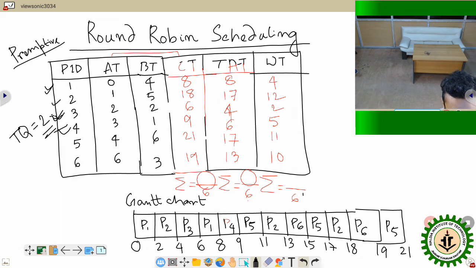So after that, all these values, whatever you get, are basically the average completion time, turnaround time and the waiting time.